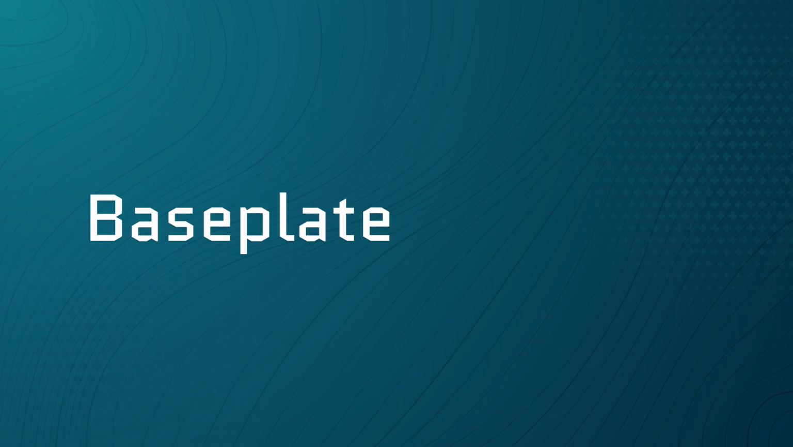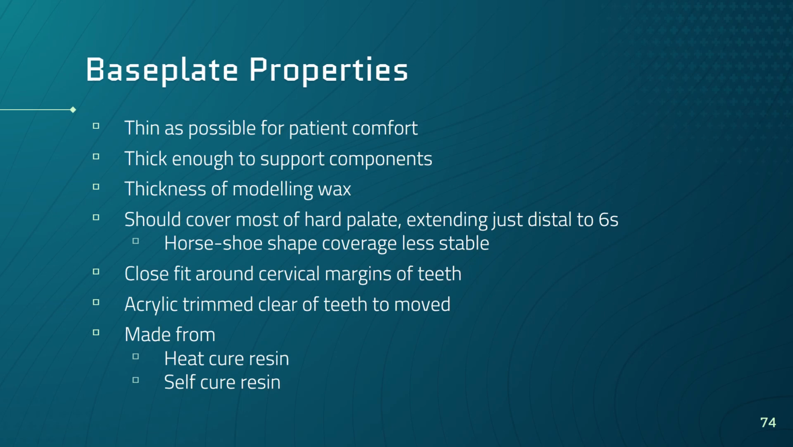Okay, let's have a look at the next component, which is the base plate. Now, what are the properties of an ideal base plate? The base plate should be as thin as possible for patient comfort, but at the same time, it should be thick enough to be able to support the various retentive and active components. Generally, the thickness of the base plate will be the thickness of a single sheet of modeling wax.